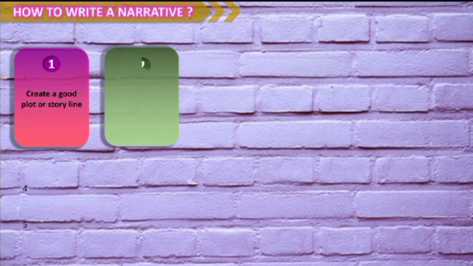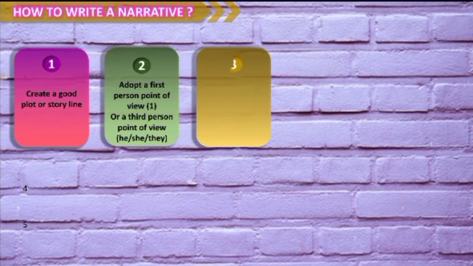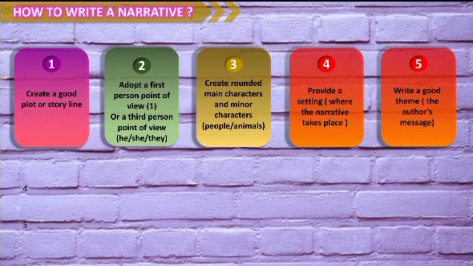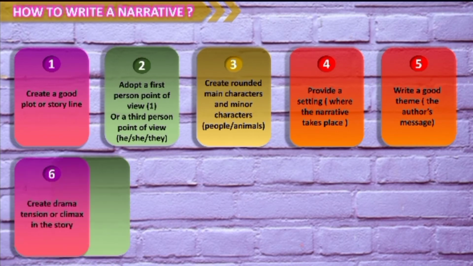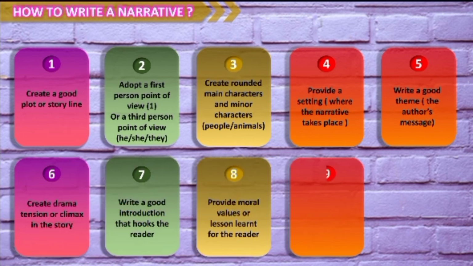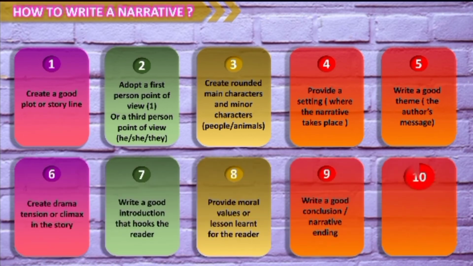In this video, I am going to explain and give some suggestions on how to write a narrative. So, the first one is create a good plot or storyline for the story. Second is adopt a first person point of view or a third person point of view, whether he or she or they. And for the third one, create rounded main characters and minor characters, meaning it's either the people inside it or animals. Fourth, provide a setting where the narrative takes place.